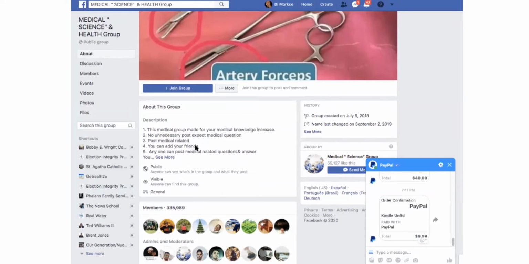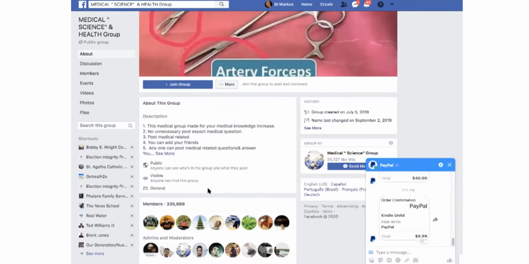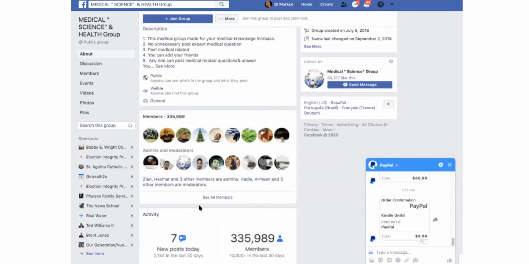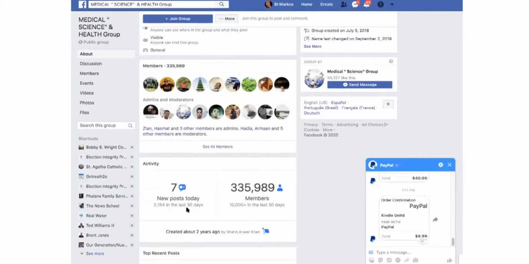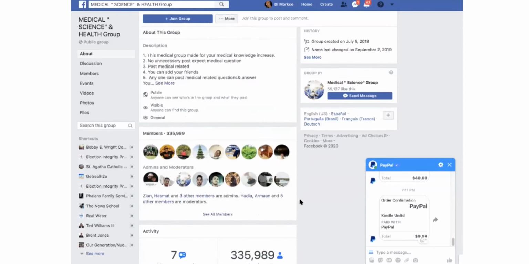So what I would post in here is really, I would definitely post our articles. Why? Because our articles, our posts are actually pointing to doctors that are supporting the negative ion concept. So this is a very good group for you to join. It's got 335,000 members. You've got 7 posts that you can post in that day, and you got 7 posts today already, 2,000 in the last 30 days. Again, this looks like a good group to get into.